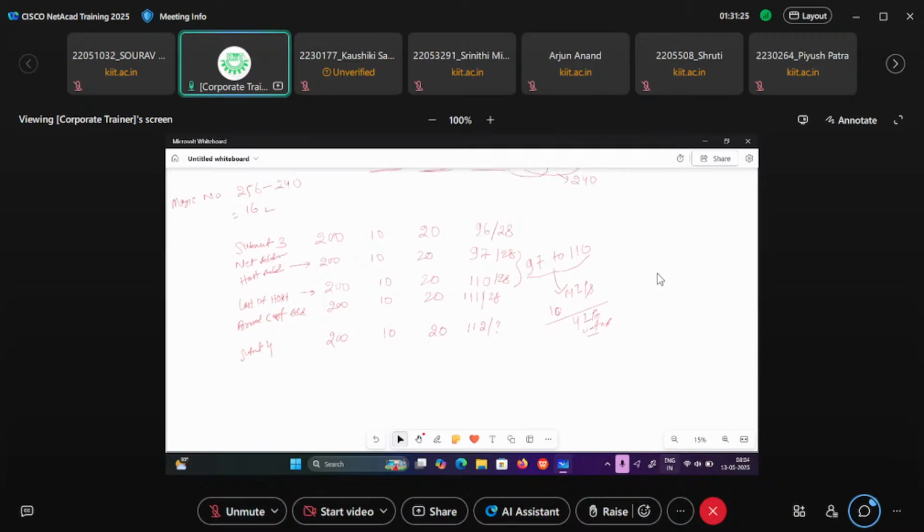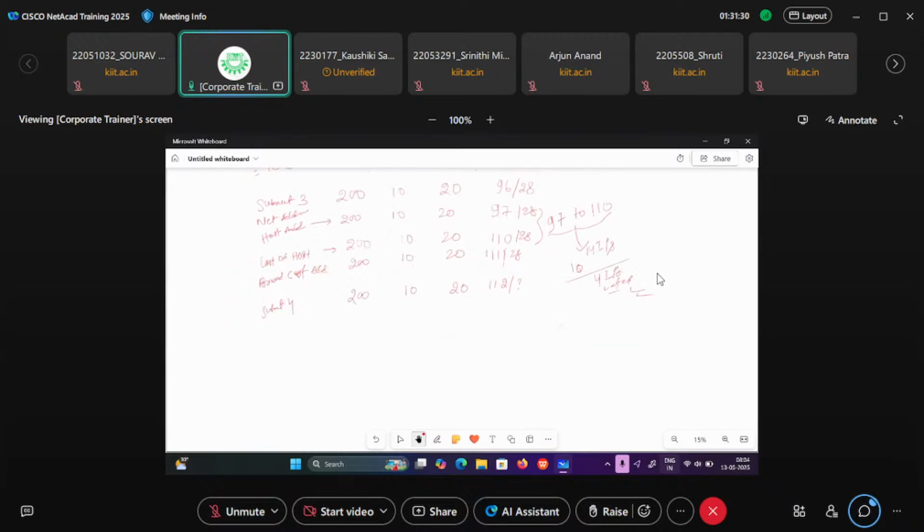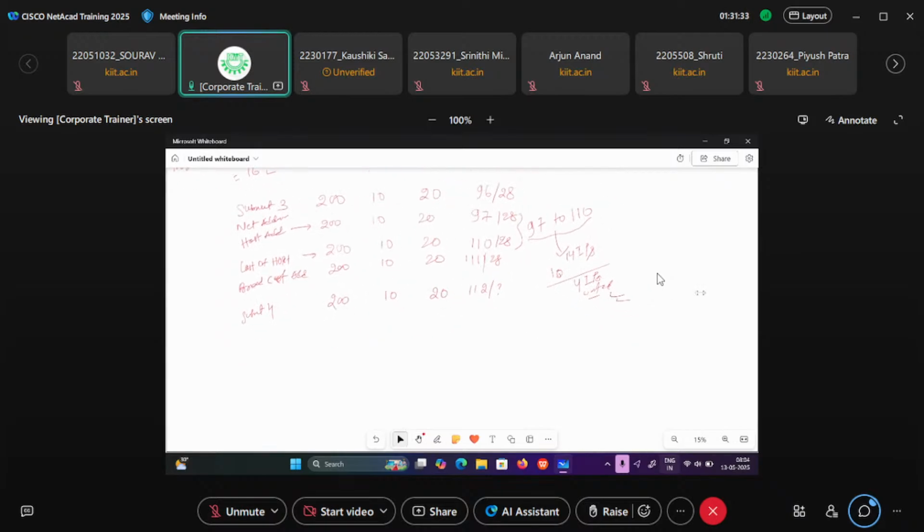If you will not use, just think of it. If you will not use the VLSM concept, only if you are using subnetting, how many IPs will be wasted? How many IPs will be wasted, guys?